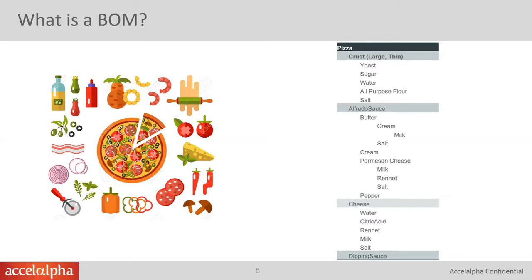And Alfredo sauce has butter in it, cream, Parmesan cheese. Its ingredients themselves have sub-ingredients. So you see that butter, it has cream and salt, and the cream itself is made out of milk. Or the Parmesan cheese is made of milk, rennet, and salt, and so on. The pizza also has toppings on it, like cheese, pepperoni, mushrooms. This cheese also might have its own subcomponents, so on and so forth.